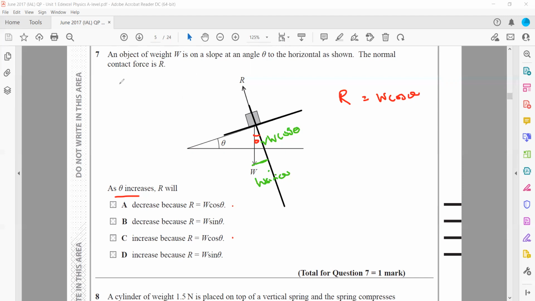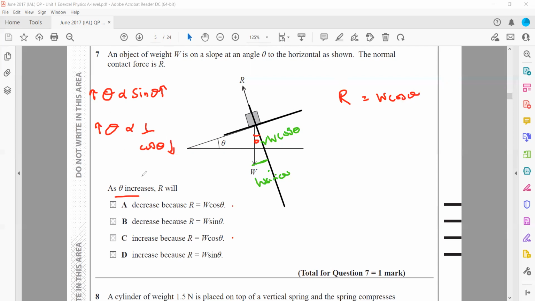Then what is the relation with theta? Always remember, theta is directly proportional to sin theta. If we increase the value of theta, the value of sin theta increases. And theta is inversely proportional to cosine theta. So if theta increases, the value of cosine theta will decrease.